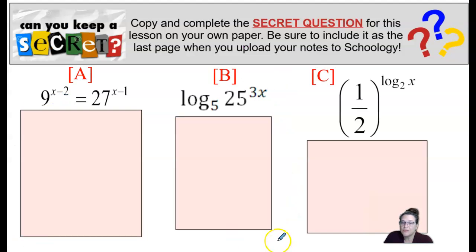And that brings us to the secret question for this lesson. It has 3 problems, A, B, and C. A is using the 1-to-1 property from example 2, and then B and C are using the inverse properties that we just looked at in example 3. So go ahead and work these out on your own paper. You're going to upload the work as the last page to your notes in Schoology, and then you'll enter your answers to those 3 problems in the Dropbox or the question for the secret question in Schoology.